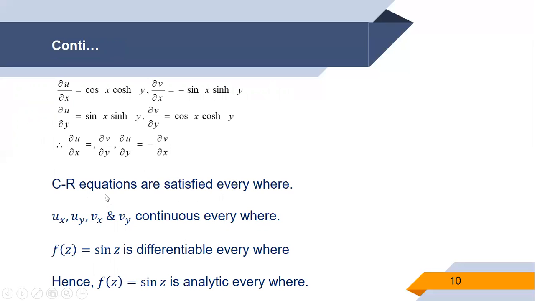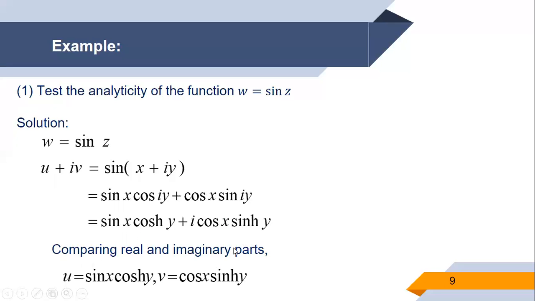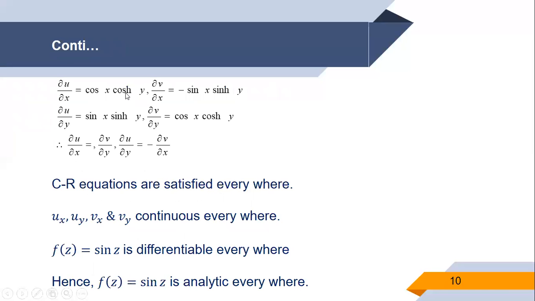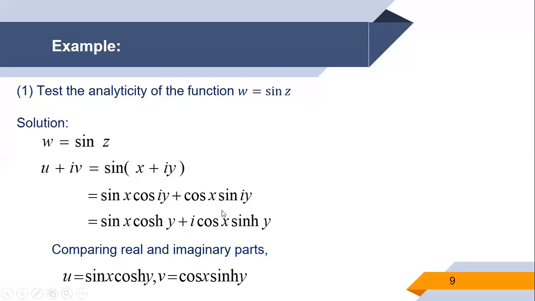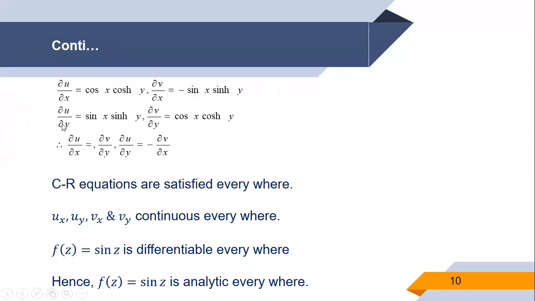Now we differentiate the real part and the imaginary part with respect to x and with respect to y. So del u by del x means the derivative of this function with respect to x. The derivative of sin x is cos x, so del u by del x is cos x cos hyperbolic y. Del v by del x is minus sin x sin hyperbolic y. Then del u by del y is sin x sin hyperbolic y, and del v by del y is cos x cos hyperbolic y.